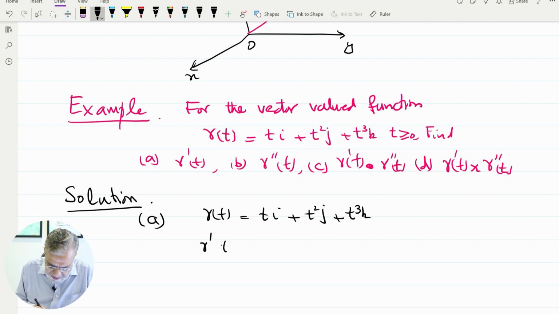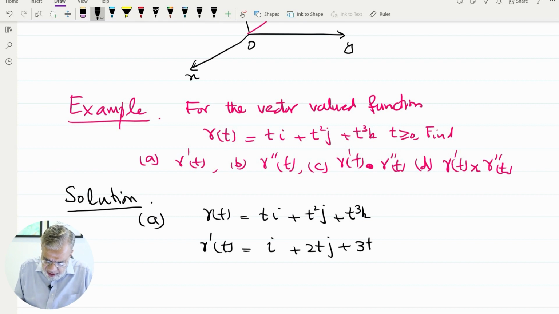So we get r dash of t. The derivative of t is 1, therefore the derivative of g of t, which is t square, is 2t, so we get 2t j. H of t is t cube, we get 3t square k. So this is my first derivative.